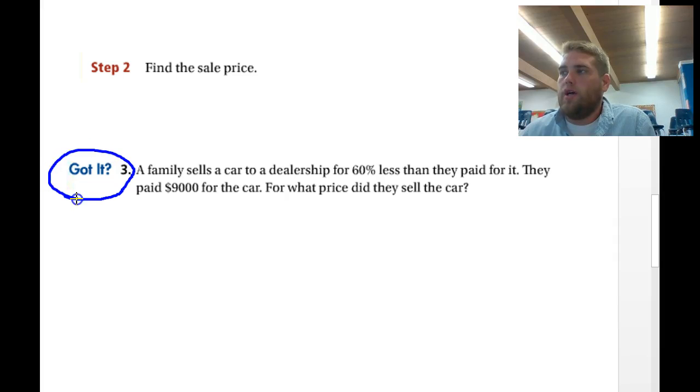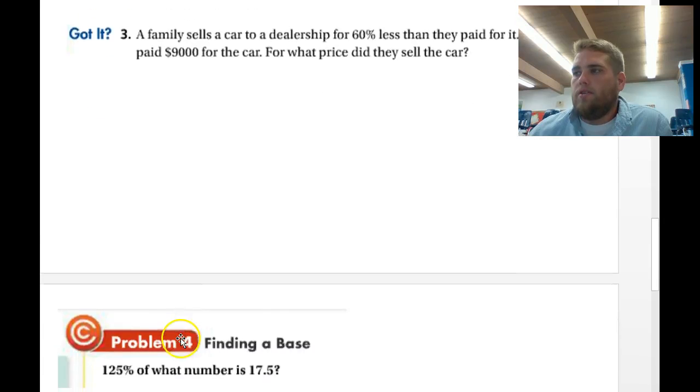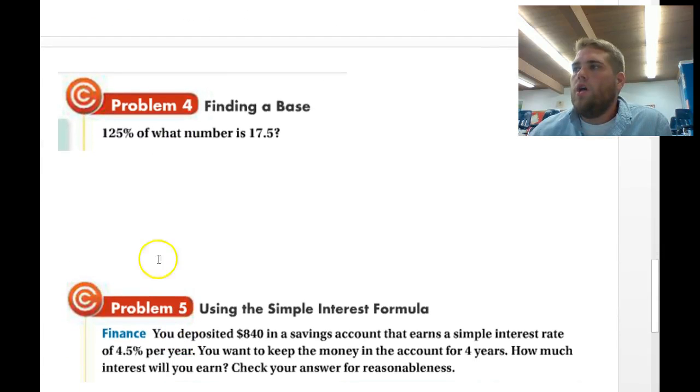Okay, I want you guys to try the Got It 3. This is the one I want you to try. A family sells a car to a dealership for 60% less than they paid for it. They paid $9,000 for the car. What price did they sell the car for? I want you guys to try that one. I think you guys can do it. That one's pretty easy.